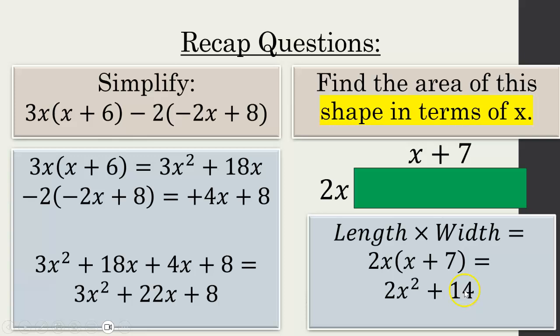And I made another mistake. Oh my god, I'm making all the mistakes here. 2x by 7, that should be 14x. So just two mistakes in this final slide. That should be minus 16, that should be 14x.